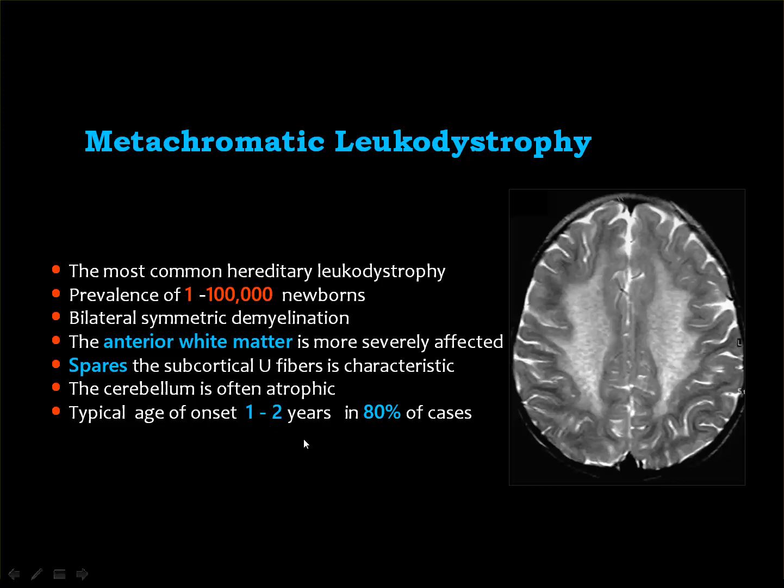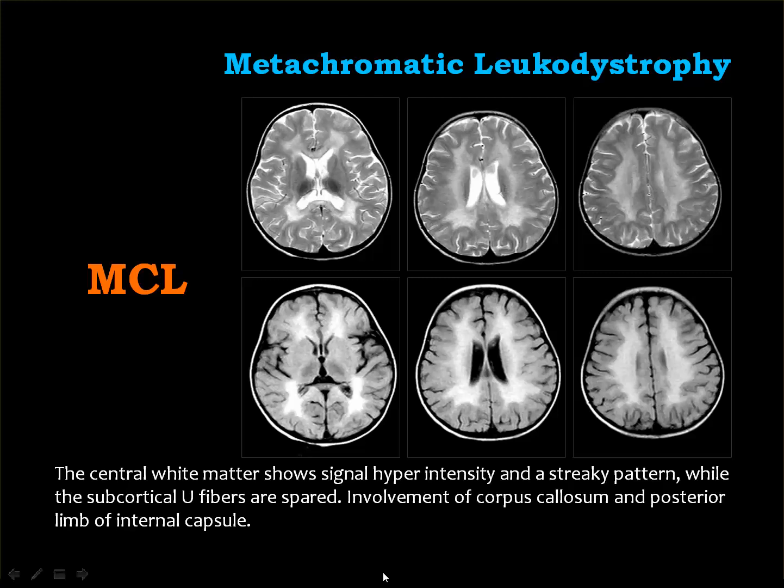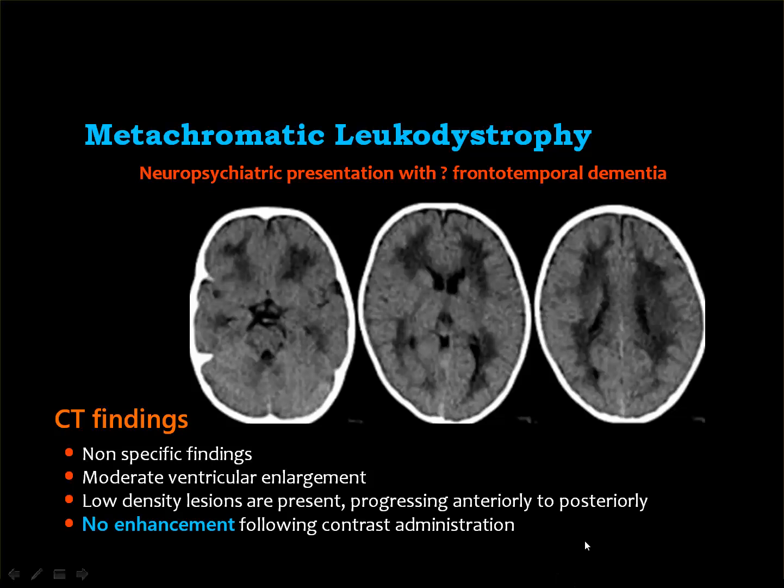Most of the patients present at the age of 1 to 2 years, and the appearance in an MRI is not that specific. You get some abnormal signal in the white matter, in the frontal, parietal, and occipital lobes, and this white matter will show high signal in the T2 and FLAIR images.